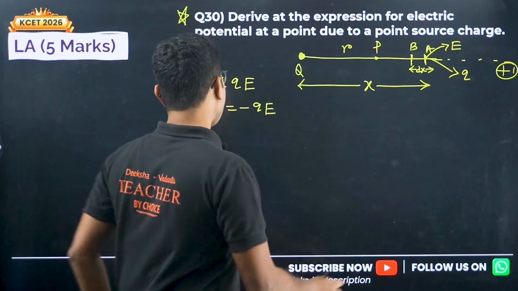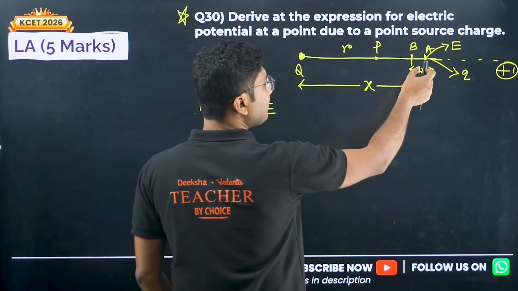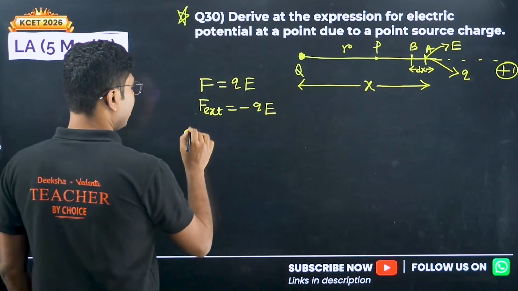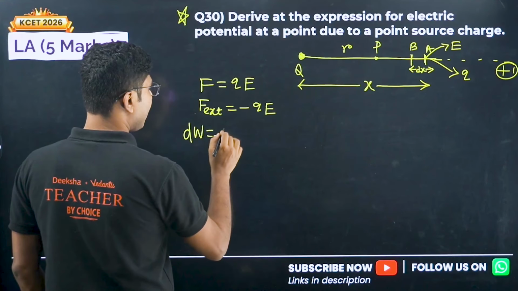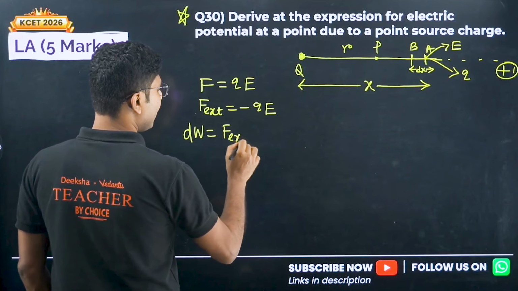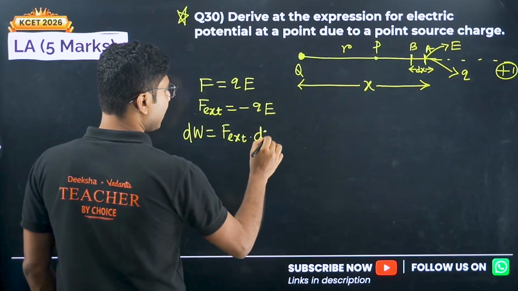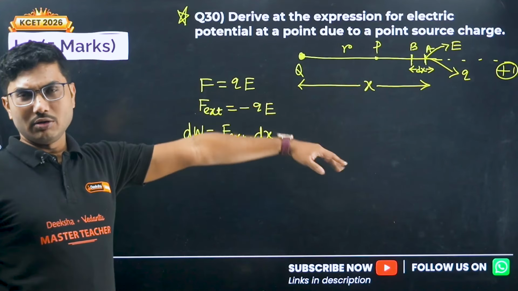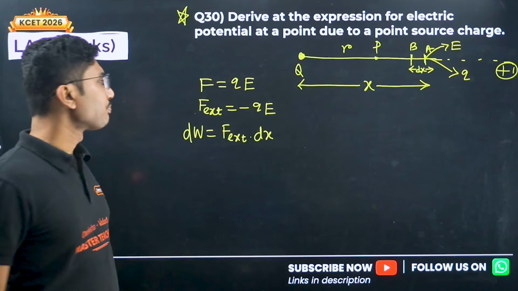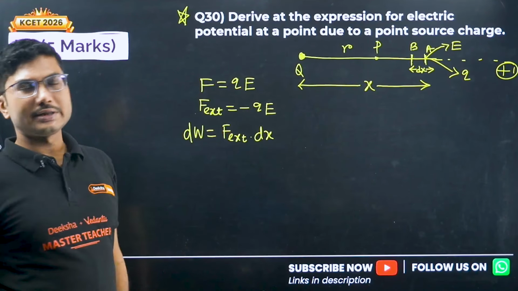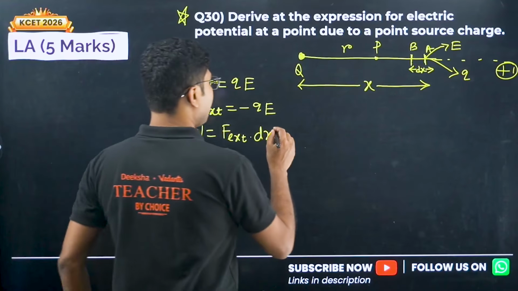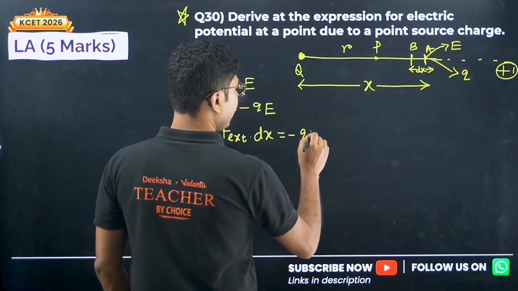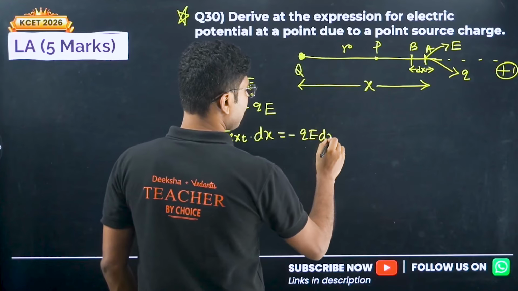Now if you are applying this much force and moving it by a very small distance dx, what is the work that you are doing? The work done is given by the external force times the displacement times cos theta. Here theta is 0, so cos theta is 1. So F external into dx is your work done. Now let's put in the value of q into E dx.